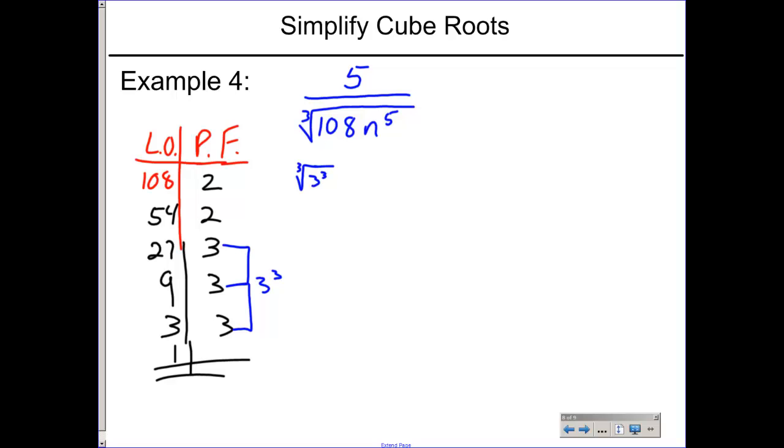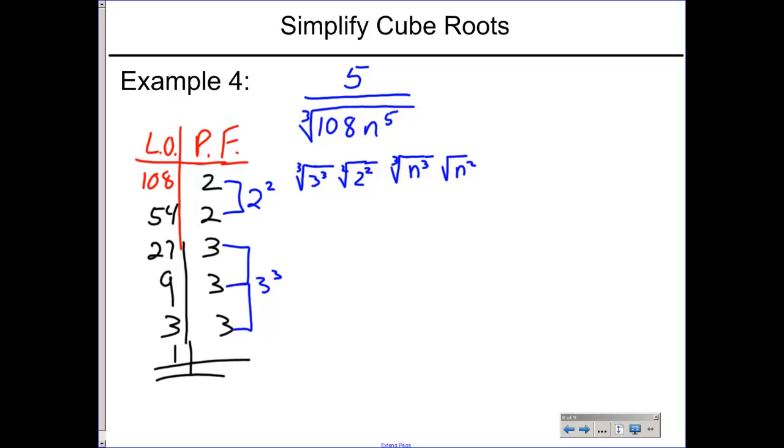And I still have a cube root of 2, and even though this is not a perfect cube, I'm going to put 2 squared as an exponent, like this, because I'm going to need to know that when I go to rationalize the denominator. Now the n to the 5th power, I'm going to break that out into n to the third power because that's a perfect cube, and what's left over is n to the second power. So n to the third times n to the second will give me the n to the fifth.